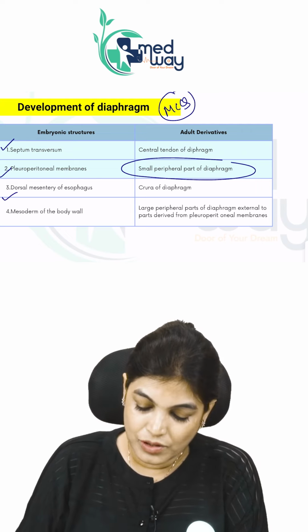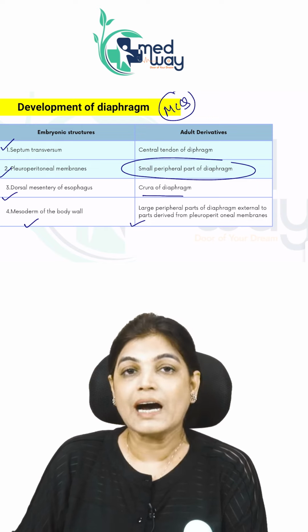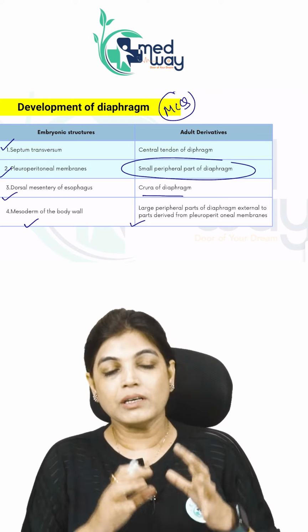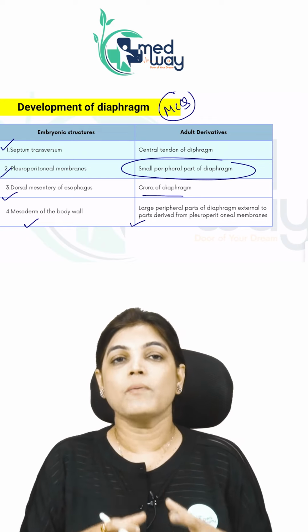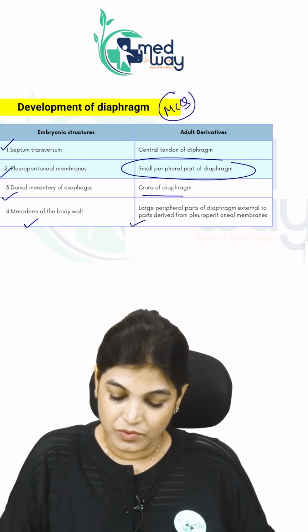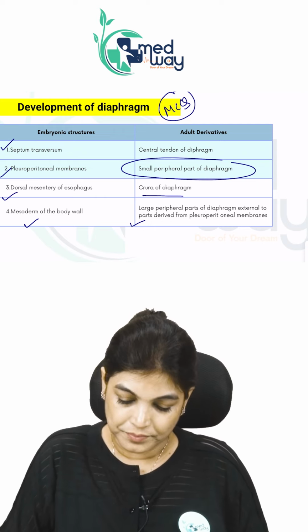The dorsal mesentery forms the cruras, and the mesoderm of the body wall forms the larger peripheral part of the diaphragm. The part formed from the mesoderm of the body wall lies external to the part which is formed from the pleuroperitoneal membrane.